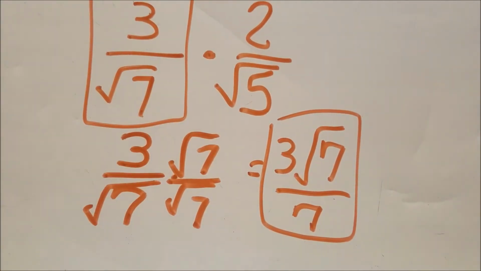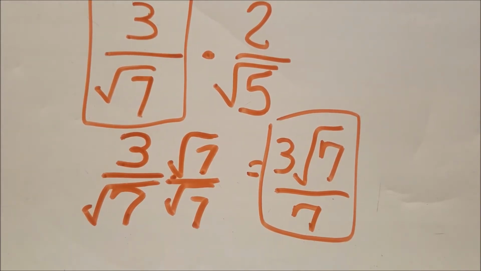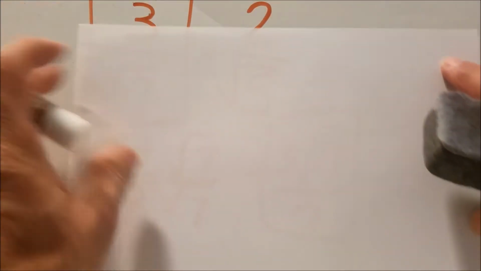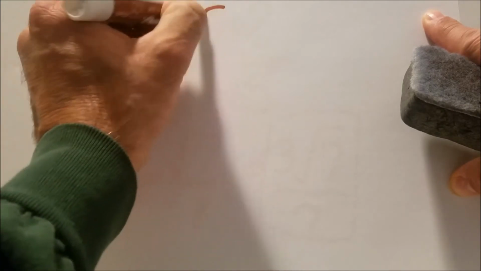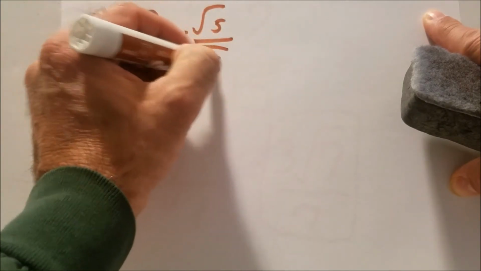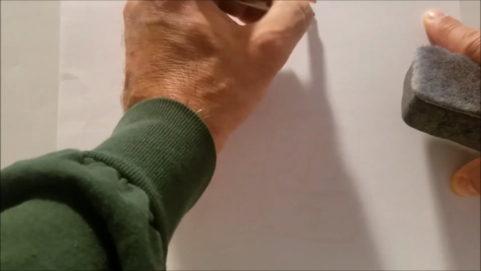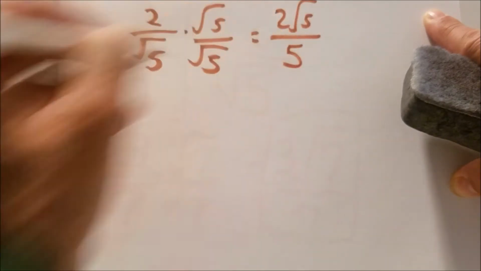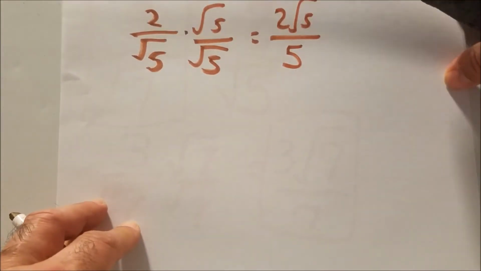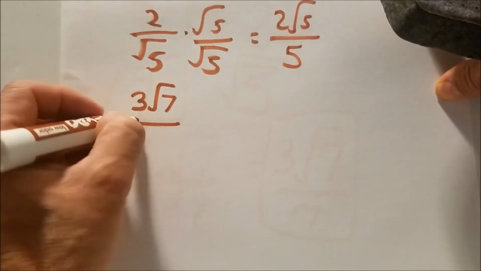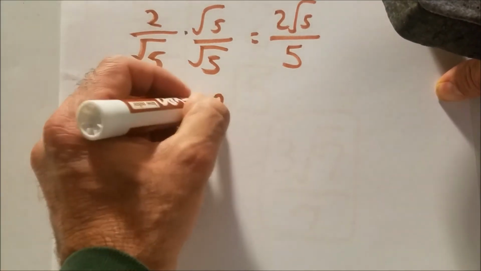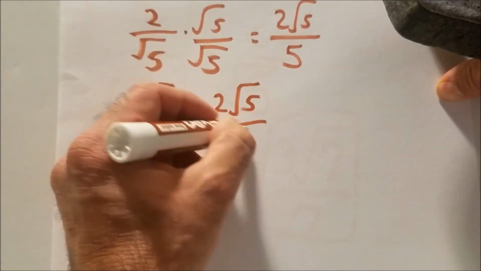This gets very messy too. So let's rationalize the square root of 2 and the square root of 5, and then we'll put it all together. So let's do it like this. We have 2 square root of 5, and we're going to times it by the square root of 5 on both sides. And we'll get 2 square root of 5 over 5. So let's take what we had before. We had 3 square root of 7 over 7 times 2 square root of 5 over 5.